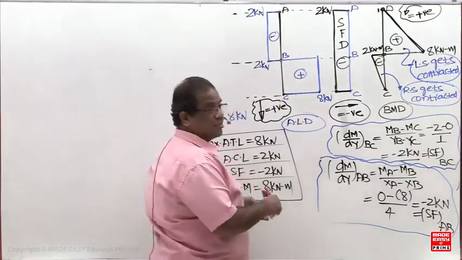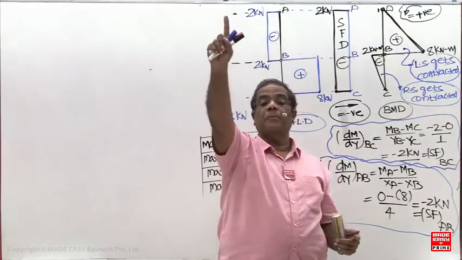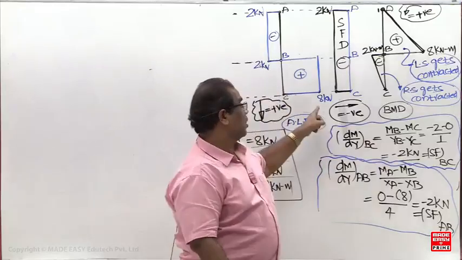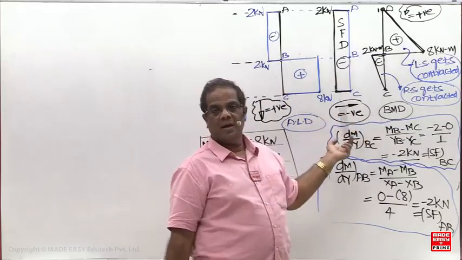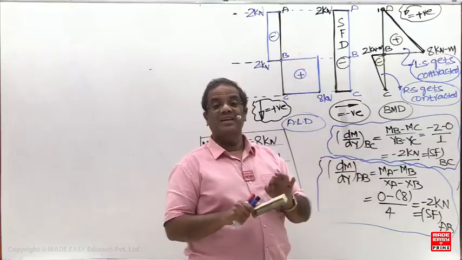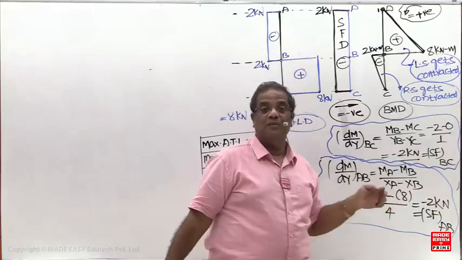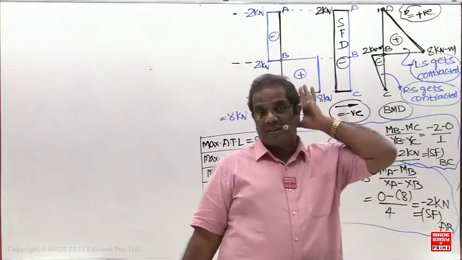And here, SFD also they are going to make a mistake. They will remember only: sir, left side upward is positive, sir, right side downward is positive, sir. But here, going right side and left side. That's why I first defined a generalized sign convention for shear force, then you define it for the beam.